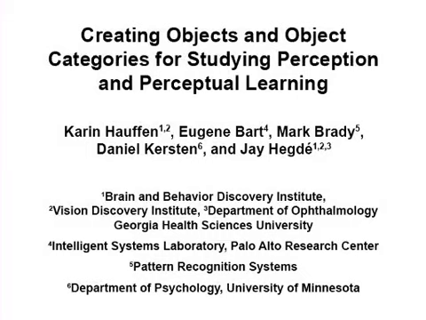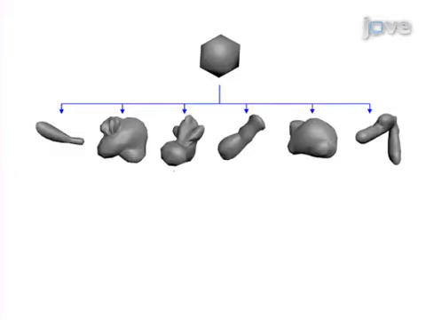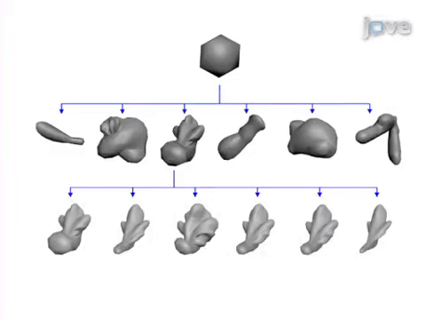This procedure aims to create objects and object categories for studying how we perceive and learn to perceive objects by sight and/or touch. First, virtual morphogenesis, or VM, is used to simulate the processes of early embryonic development and create novel, naturalistic virtual 3D objects called digital embryos.